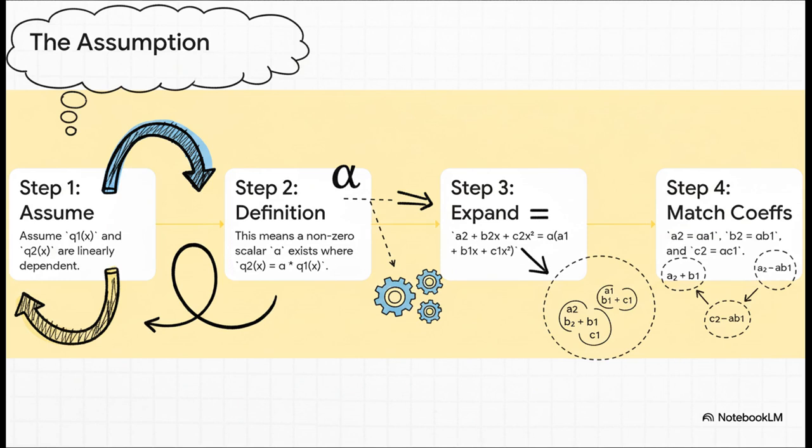First, we make our big contrary assumption that our more complicated polynomials, Q1 and Q2, are actually linearly dependent. So what does that mean? Well, by definition, it means one is just a multiple of the other. We can write Q2 of x is just some number, let's call it alpha, times Q1 of x. From there, we just expand it all out. And since these two polynomials are supposedly equal, every single one of their coefficients has to match up. That gives us this neat set of equations.